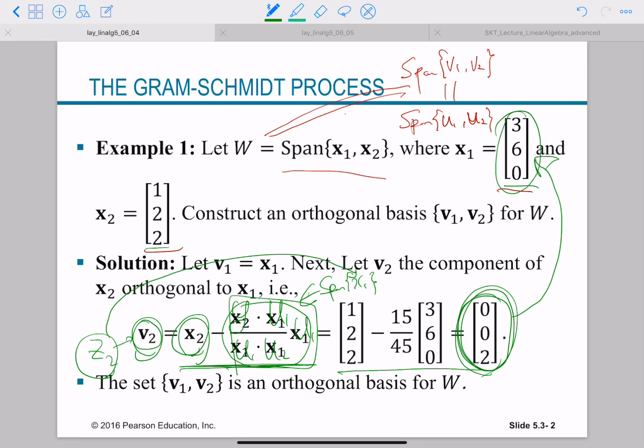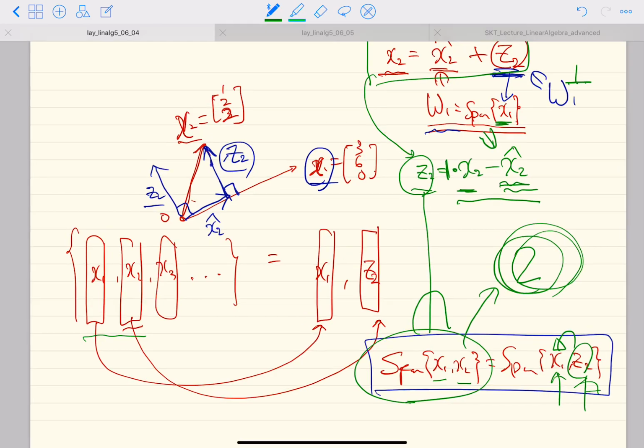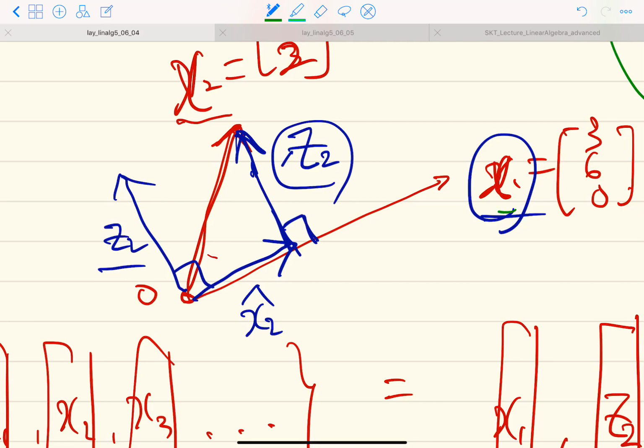And so this vector and this vector, the set of these basis vectors, will span the same subspace spanned by x1 and x2. Instead of using this one, we will use this one. So instead of using x1 and x2, which don't have a 90-degree angle, the subspace is spanned by x1 and z2, which are now orthogonal to each other.